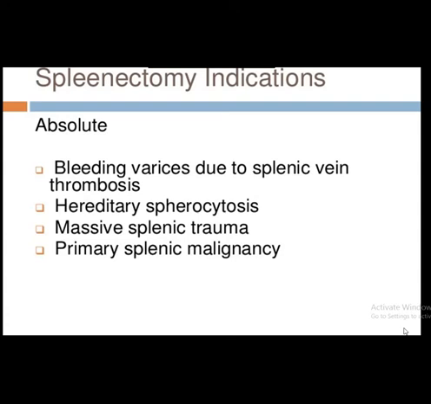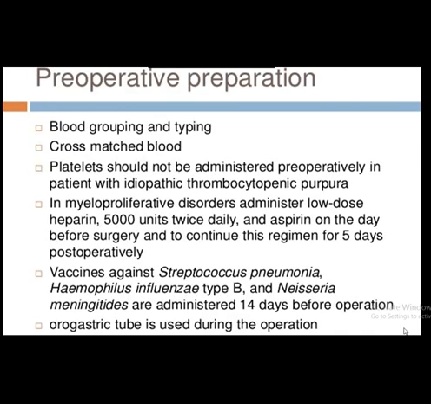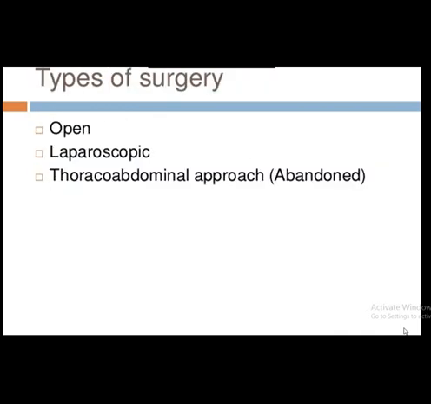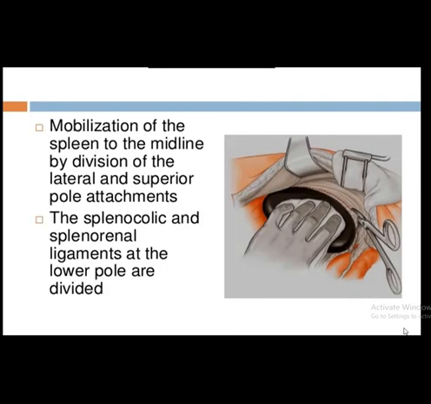So if your patient has a massive splenic trauma where the indication of splenectomy is there, you have to do the splenectomy by the open method, because if you do laparoscopy, the chances are that you might miss some injuries. So it's better to do the open method than the laparoscopic method. But in all other cases, where we do an elective splenectomy, we will use the laparoscopic method. We have discussed the laparoscopy.